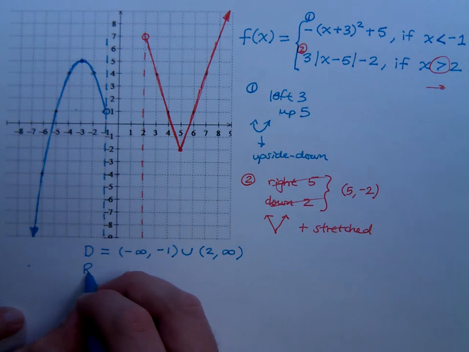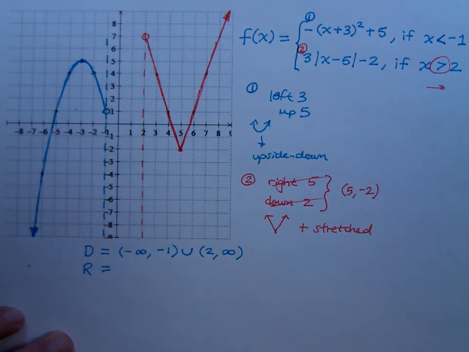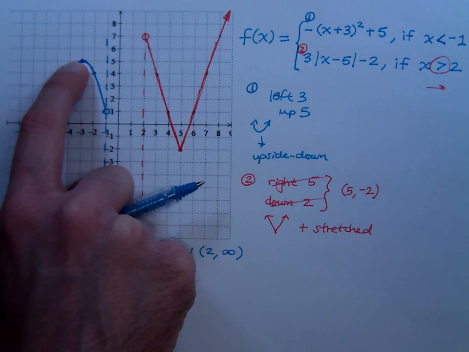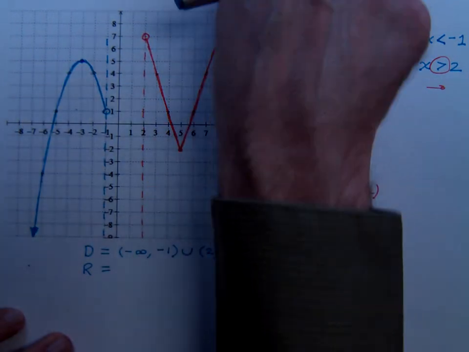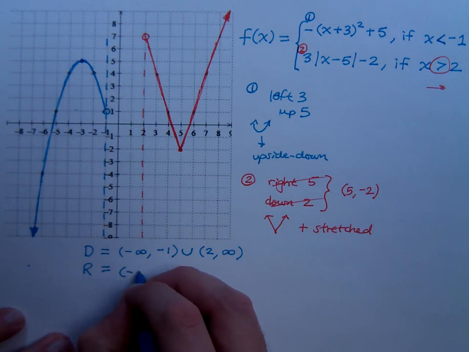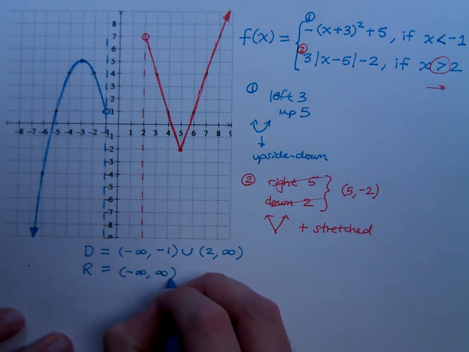And what about your range? This would be all real numbers, right, Zach? Because this guy goes all the way down. He maxes out right here. But look at this other guy. He continues and goes all the way up. So it would be from negative infinity to infinity.